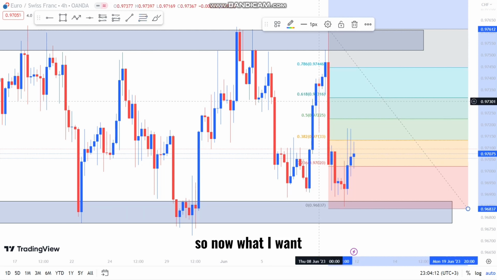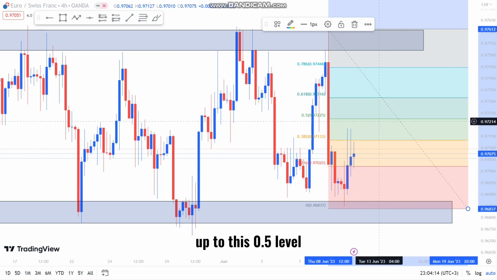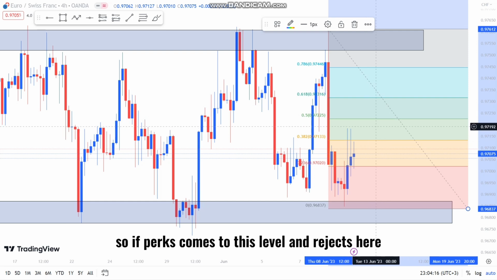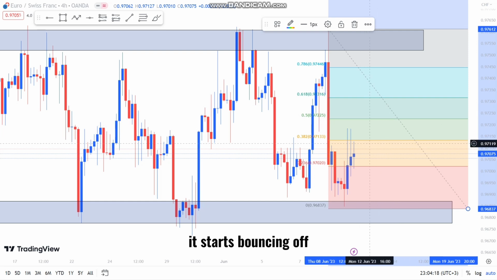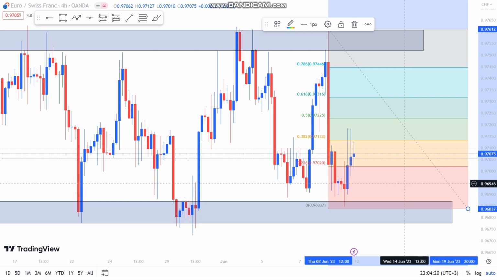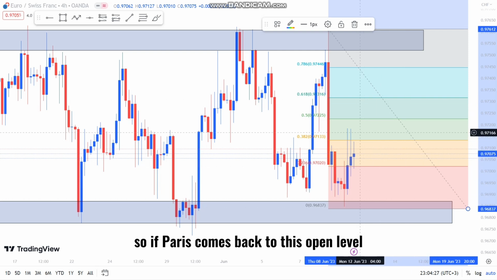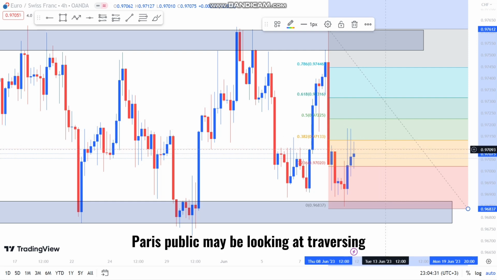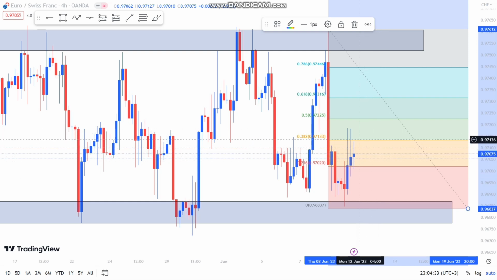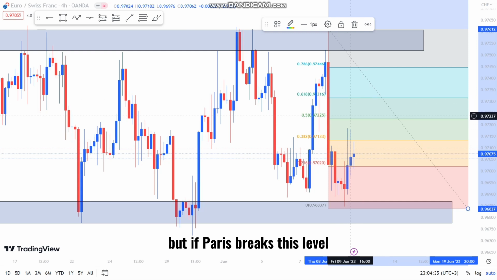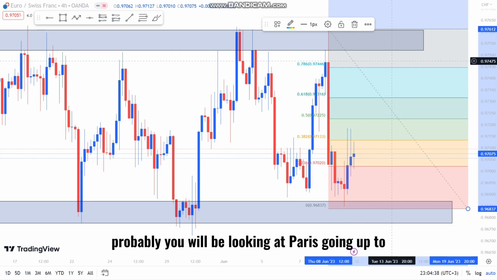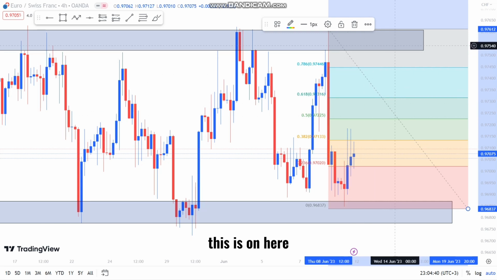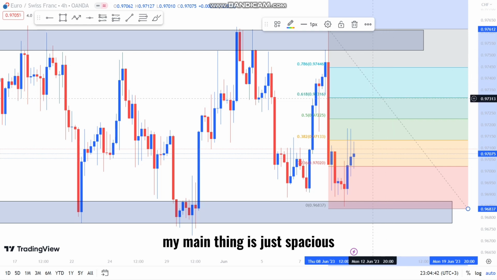So now I want price to come up to this 0.5 level. If price comes to this level and rejects here, it starts bouncing off, I'll know that price may probably be looking at reversing. But if price breaks this level right here, probably we're going to be looking at price going up to this zone here, traders. So my main thing is just patience, traders.